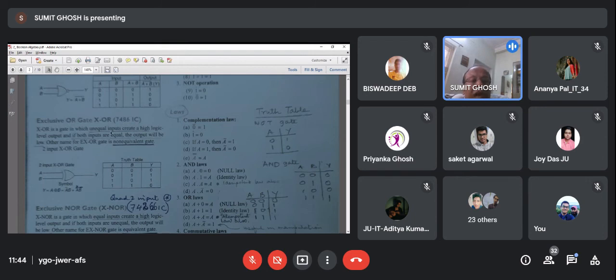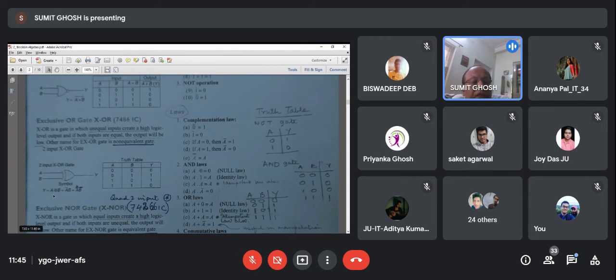So XOR is a gate in which unequal inputs create a high logic level output, and if both inputs are equal, the output will be low. Clear or not? So when both inputs are the same, 0 0 or 1 1, the output is low. If inputs are different, the output is high.